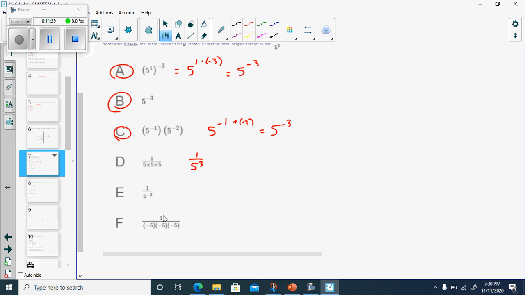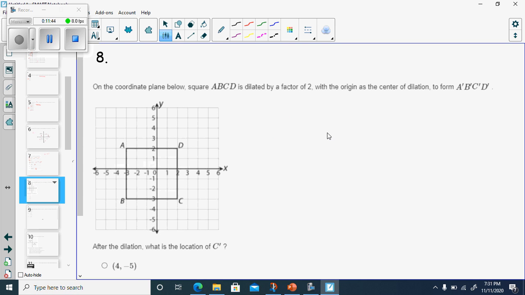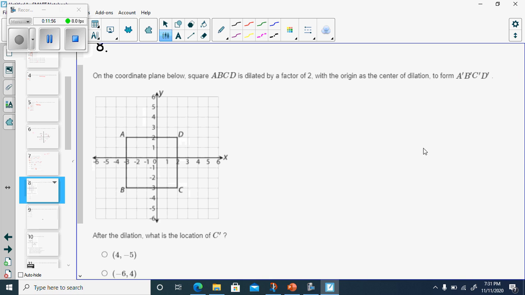And this one would be 1 over negative 5 raised to the third power, because that's negative 5 times itself 3 times. Okay? Look at number 8. On the coordinate plane below, square ABCD is dilated by a factor of 2, with the origin as the center, to form A prime, B prime, C prime, D prime. After the dilation, what's the location of C prime?